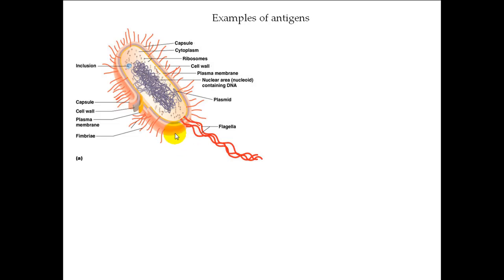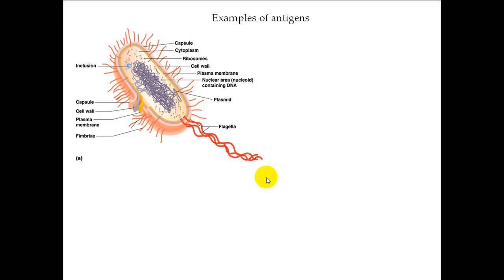So for example, there's all kinds of proteins that you find in the membrane that would be considered antigens. There's portions of the capsule that are considered to be antigens. Plasmid DNA actually is considered to be an antigen, again, because all of these things should be recognized as foreign. They're things that are not normally found on our cells.